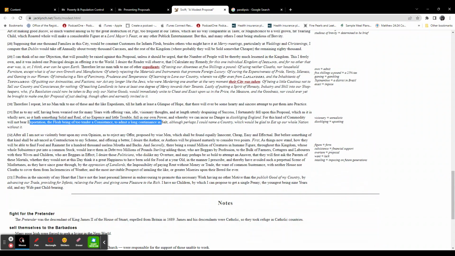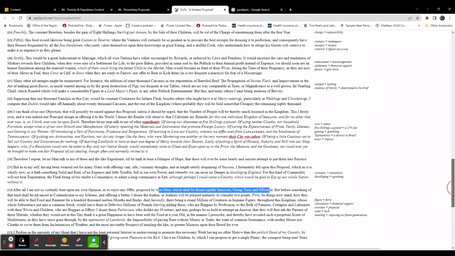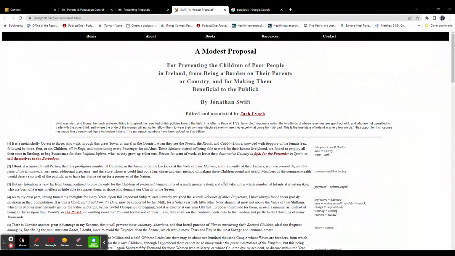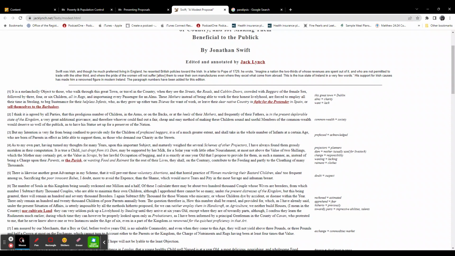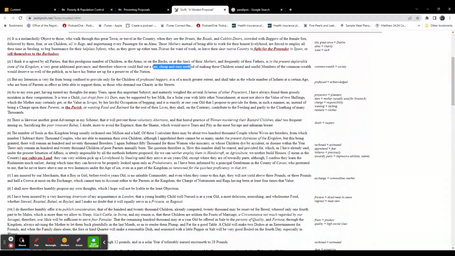All right, last paragraph. After all, I am not so violently bent upon my own opinion as to reject any offer proposed by wise men, which shall be found equally innocent, cheap, easy, effectual. So anyone who comes up with a refinement on his scheme again, that person still has to meet the main category, which is fair, cheap, and easy. And if he does, remember, this is the person who would deserve a statue because he will be considered a preserver of the nation, right?